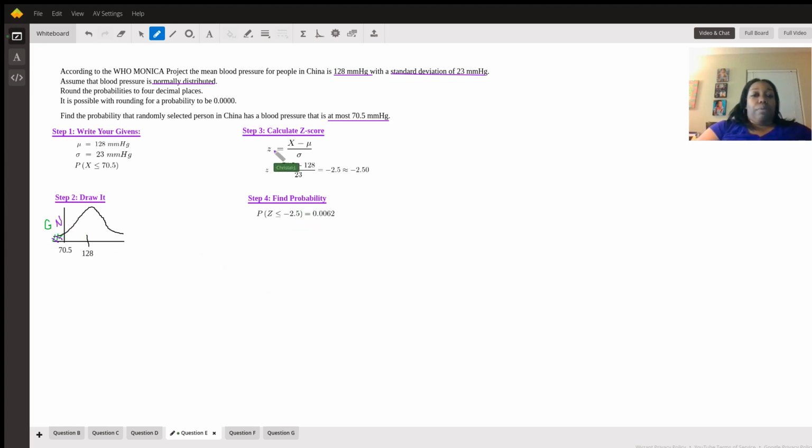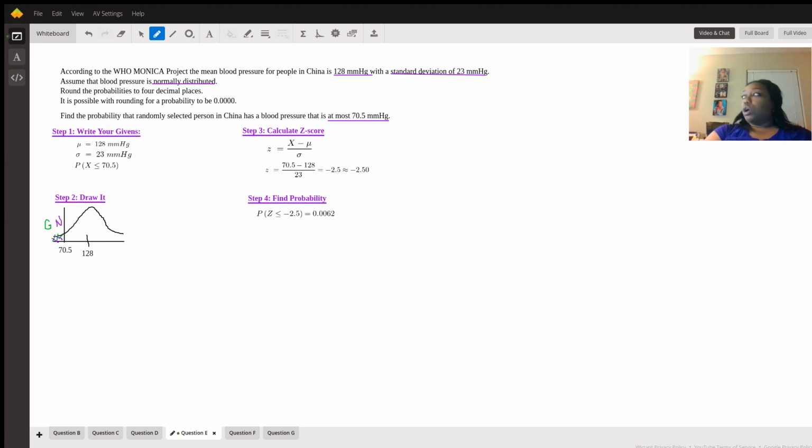So calculate, we're going to plug it into the formula. And again, the formula for Z is sample mean minus population mean divided by population standard deviation. So that would be 70.5 minus 128 divided by 23. That gives us a score of negative 2.5 for our z-score.